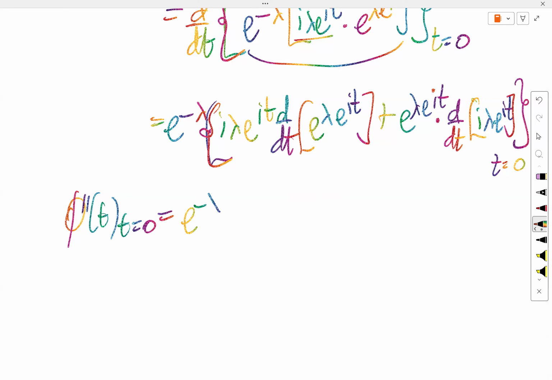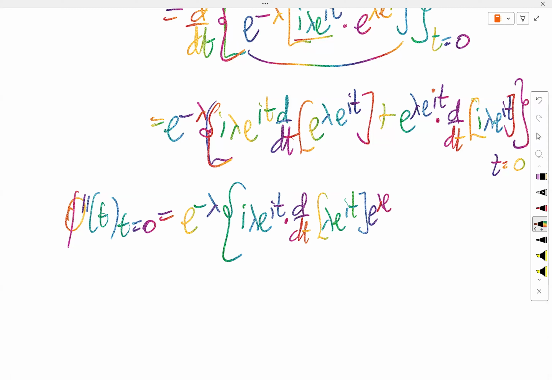So we have e raised to power minus lambda into i lambda e raised to power it. Just like what we did before, we can now say this is d dt, differentiate the power, that's into lambda e raised to power it, and that has to be multiplied by what was there before, e raised to power lambda e raised to power it.